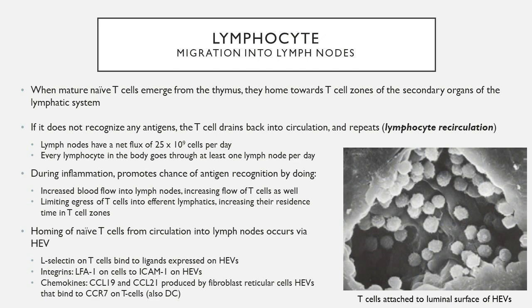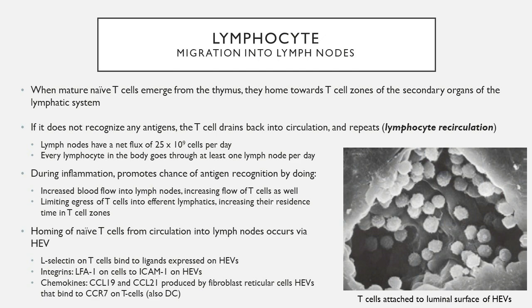So in fact, there's a high amount of traffic for T cells. Lymph nodes have a flux of 25 billion cells per day. So every lymphocyte in the body goes through at least one lymph node per day. Okay, so you can imagine why it can take so much longer for an adaptive immune response to occur in comparison to an innate immune response. But still, the fact that there's this high amount of traffic almost guarantees that a T cell will see its antigen within a day if it's in a lymph node.